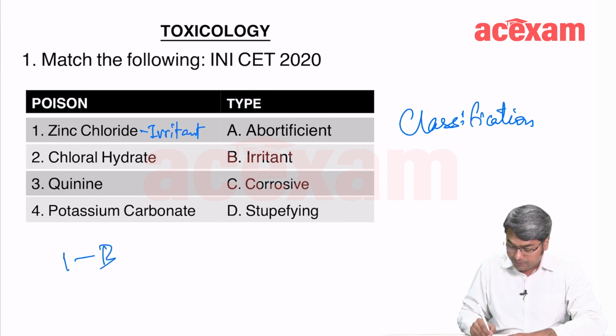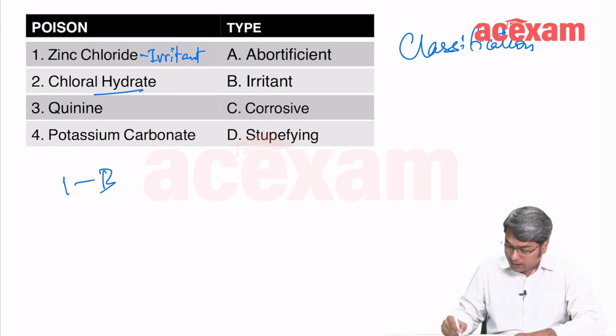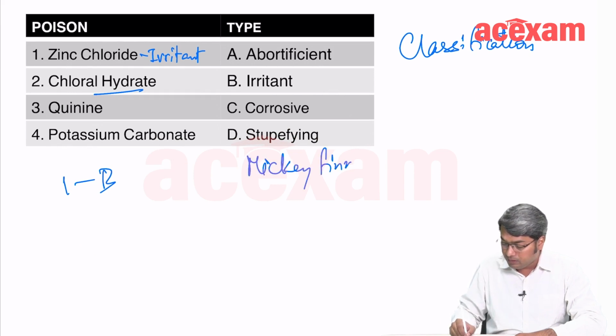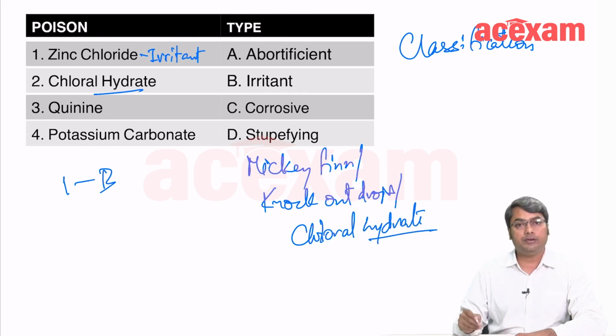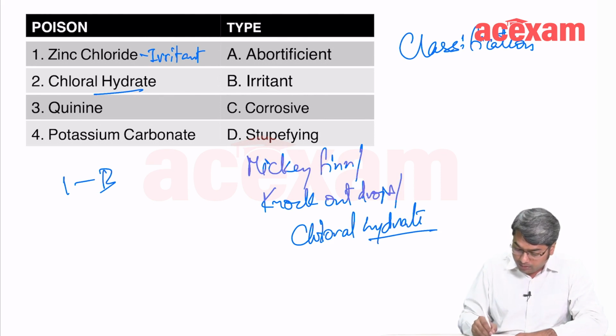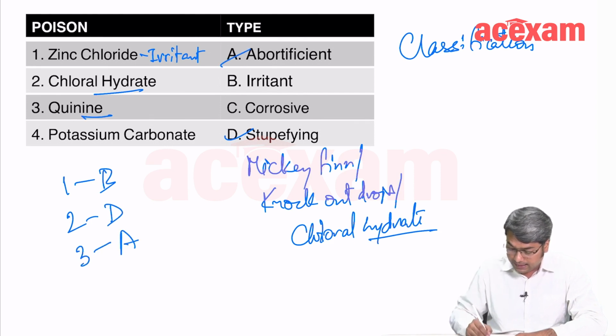So 1 is B. Chloral hydrate is also known as Mickey Finn or knockout drops, and this is used for stupefying, and it is a type of date rape drug. So chloral hydrate is a stupefying agent. So 2 is D. Quinine is used as an abortifacient. 3 is A, and potassium carbonate is basically an alkali, and that's why it is a corrosive, right?